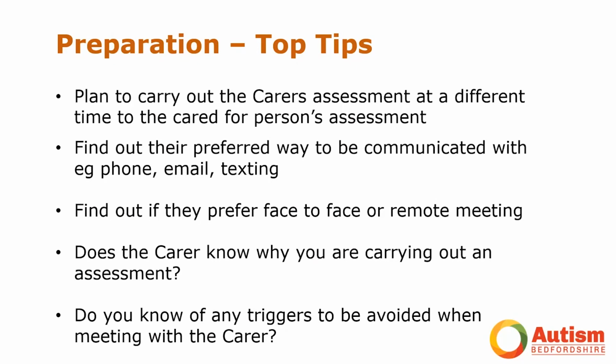Do you know of any triggers that need to be avoided when you're going to be meeting with the carer? If you know of people who have worked with the family before, then you may be able to find that out. Also, you could send out information beforehand, with questions asking, is there anything that you need to know, things that they like talking about, things that they don't like, and that will give you some indicators of things to avoid.